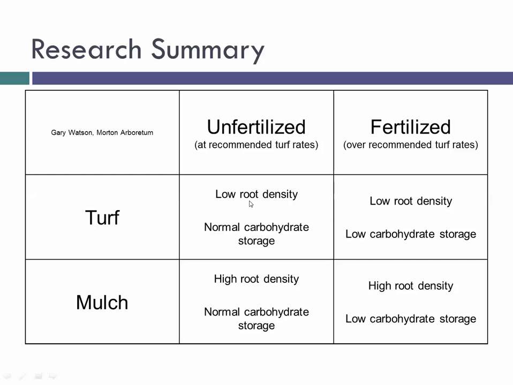So looking at the study, first with turf versus mulch, he found that there were higher root densities on plants that were grown under mulch. There were lower root densities under turf. More roots under mulch, less under turf. This means that when mulch is present, the plant has more roots. More roots, more water and nutrient absorption, and the more likely the plant is to better take care of itself.